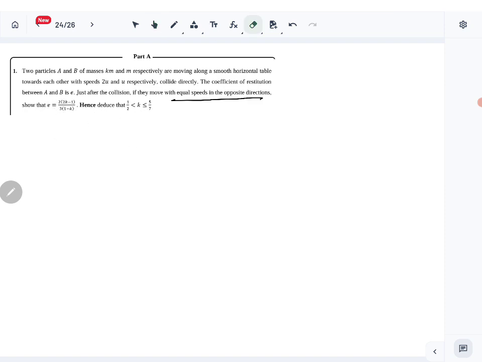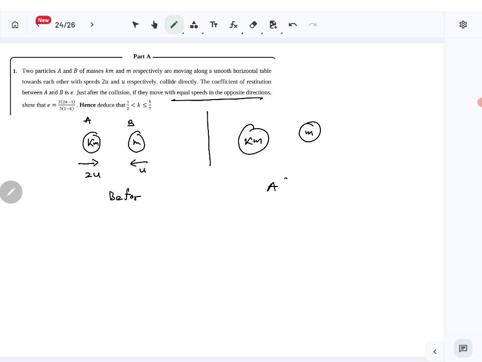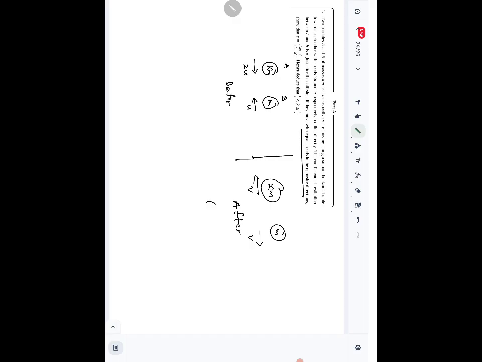Then we have to show the inequality, right? So draw the before and after collision diagram. Km, m, Km, m. So this is going to u, this is coming towards Km with u speed. So this is before, this is after. After collision, they are moving with the same speeds in opposite directions. So we need to find, right?